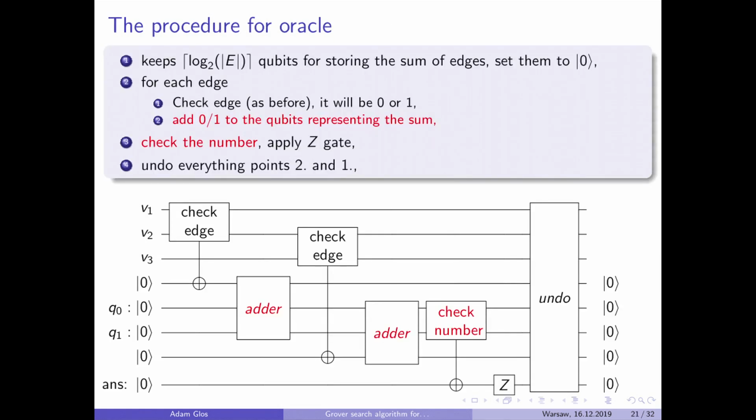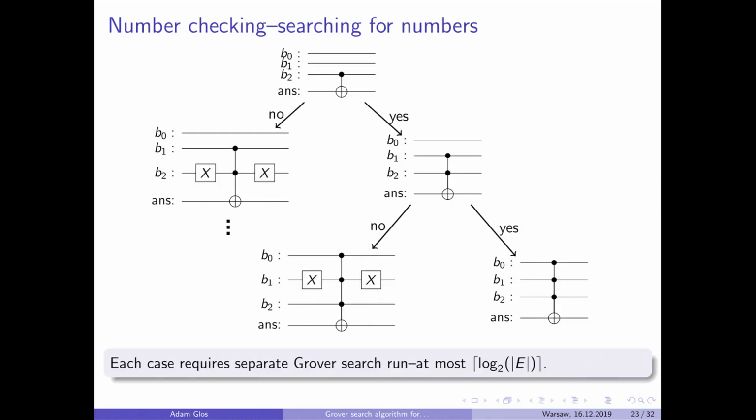Because we have check edge, which is our XOR operation I told you before. We have our adder, and we have number checking. We know how to apply the Z gate. Undoing is simple in quantum computation. Okay. So we have designed our oracle. We have solved all our problems with designing a quantum circuit.